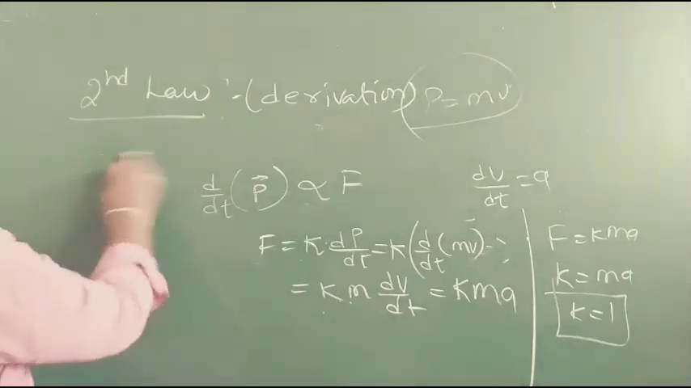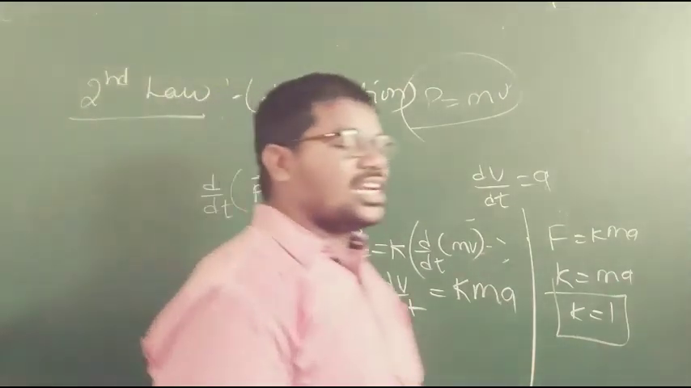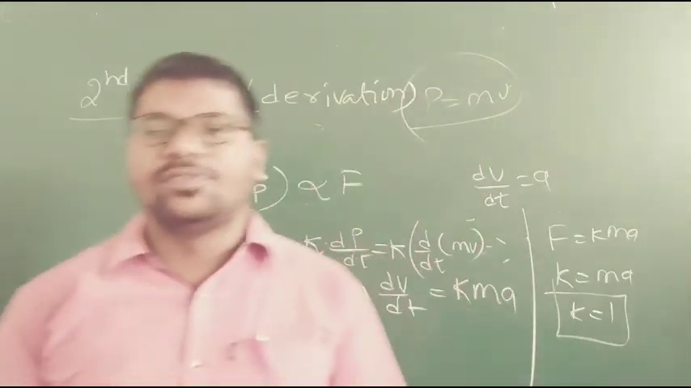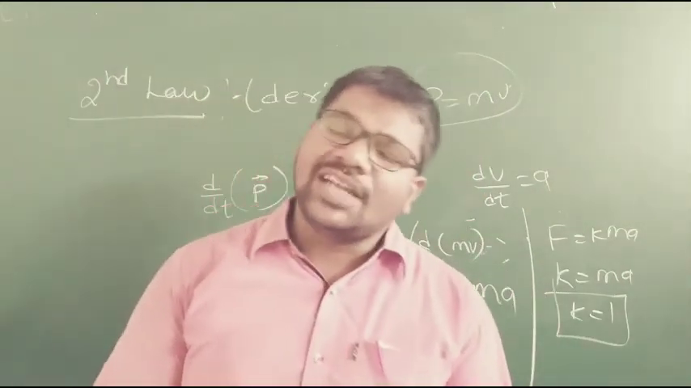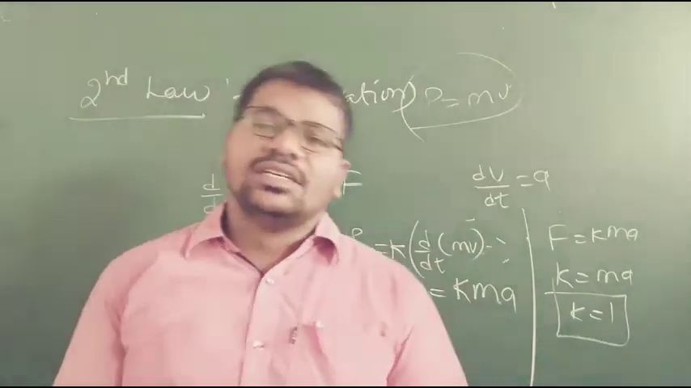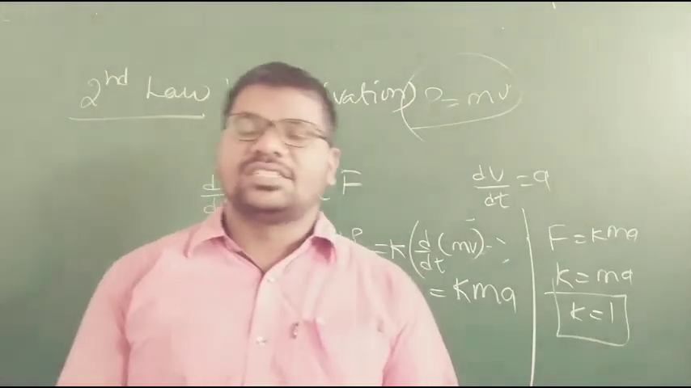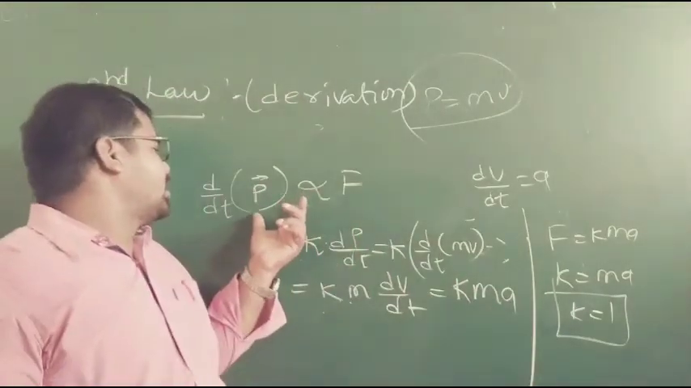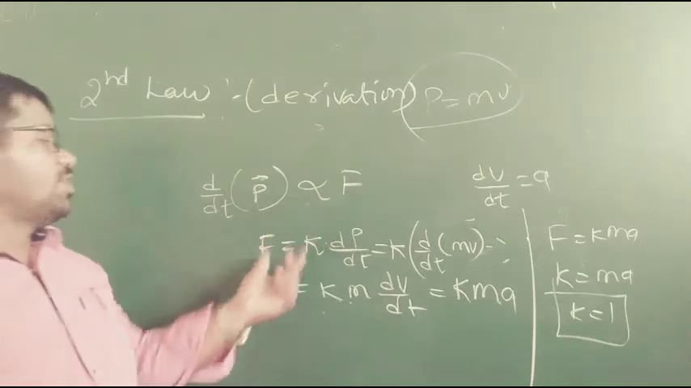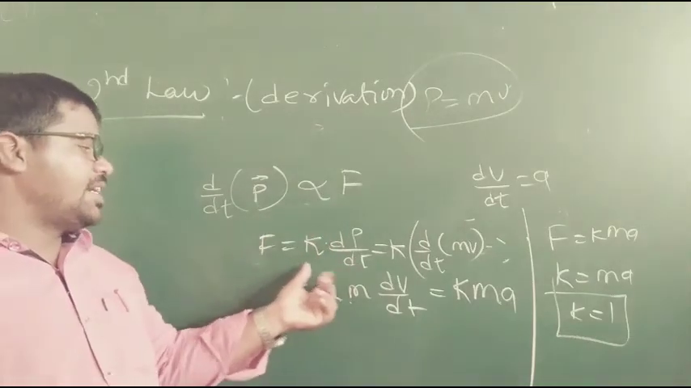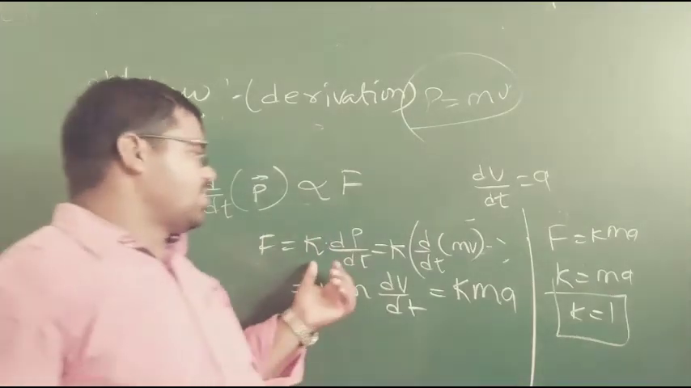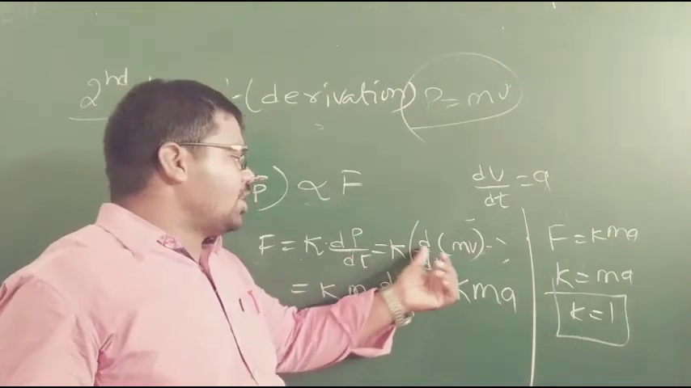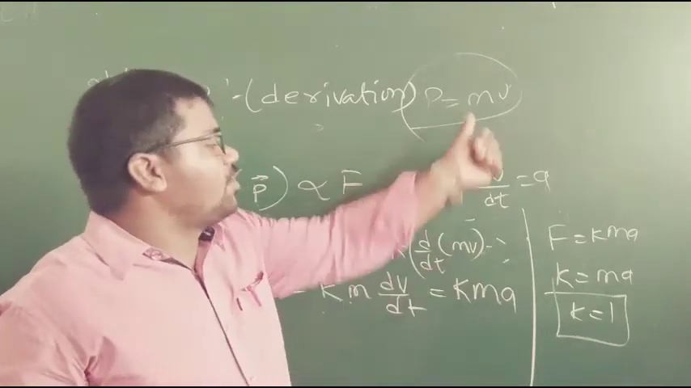What is the statement? Statement first you can write: the rate of change of momentum is directly proportional to the applied force. What is momentum? The product of mass and its velocity is called momentum, my dear children. So the rate of change of momentum means d by dt of p is proportional to F, or F is equal to K dp by dt, where K is a constant. That constant we can call the force constant.